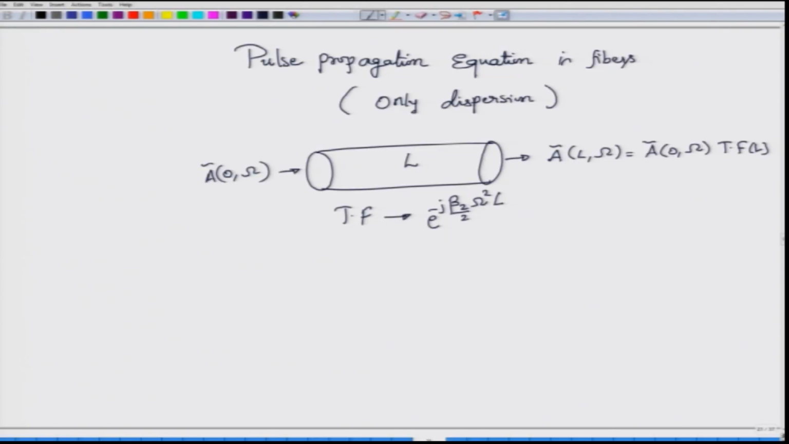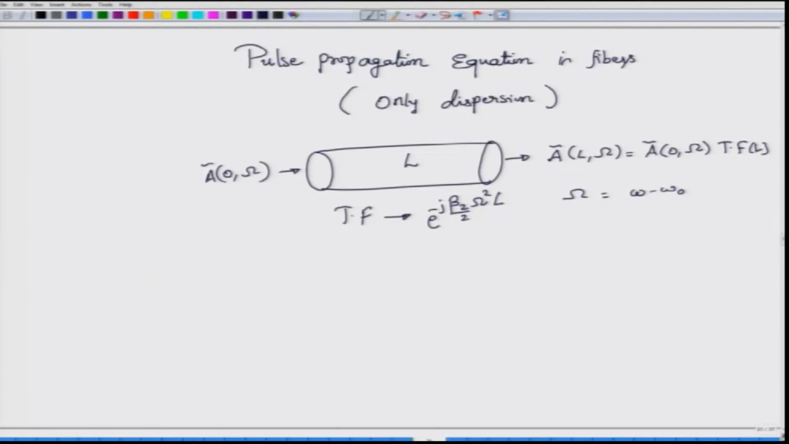Okay. And just to remind you, this capital omega is actually the frequency deviation. We are not really interested in knowing what is happening around the carrier frequency, because the carrier frequency omega 0 and the carrier wave itself will propagate with what is called the phase delay, and that really has no real importance for understanding the pulse propagation or in general optical signal propagation through the fiber.